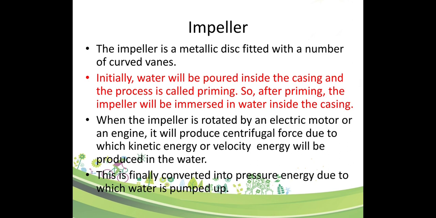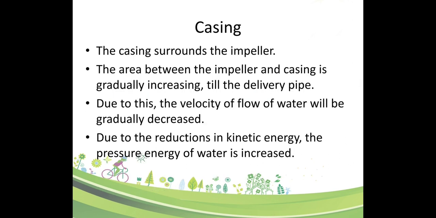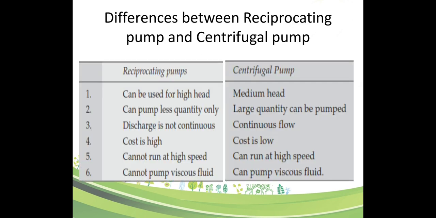When the impeller is rotated by an electric motor or engine, it produces centrifugal force, and kinetic energy, or velocity energy, is produced in the water. This is finally converted into pressure energy, due to which the water is pumped up. The casing surrounds the impeller. The area between the impeller and the casing gradually increases. The reason for the gradual increase is that the velocity of flow decreases, reducing the kinetic energy, so the pressure energy of the water is increased.